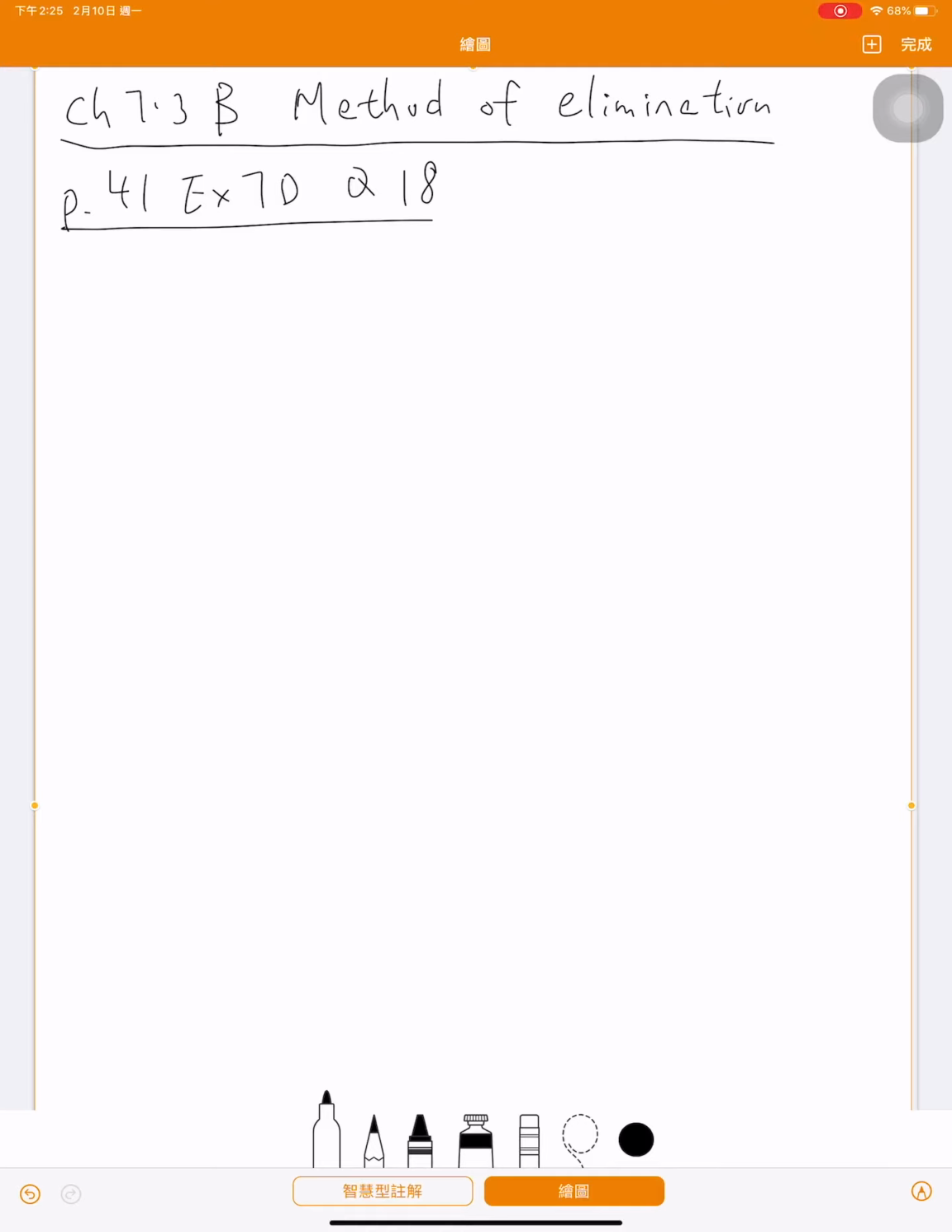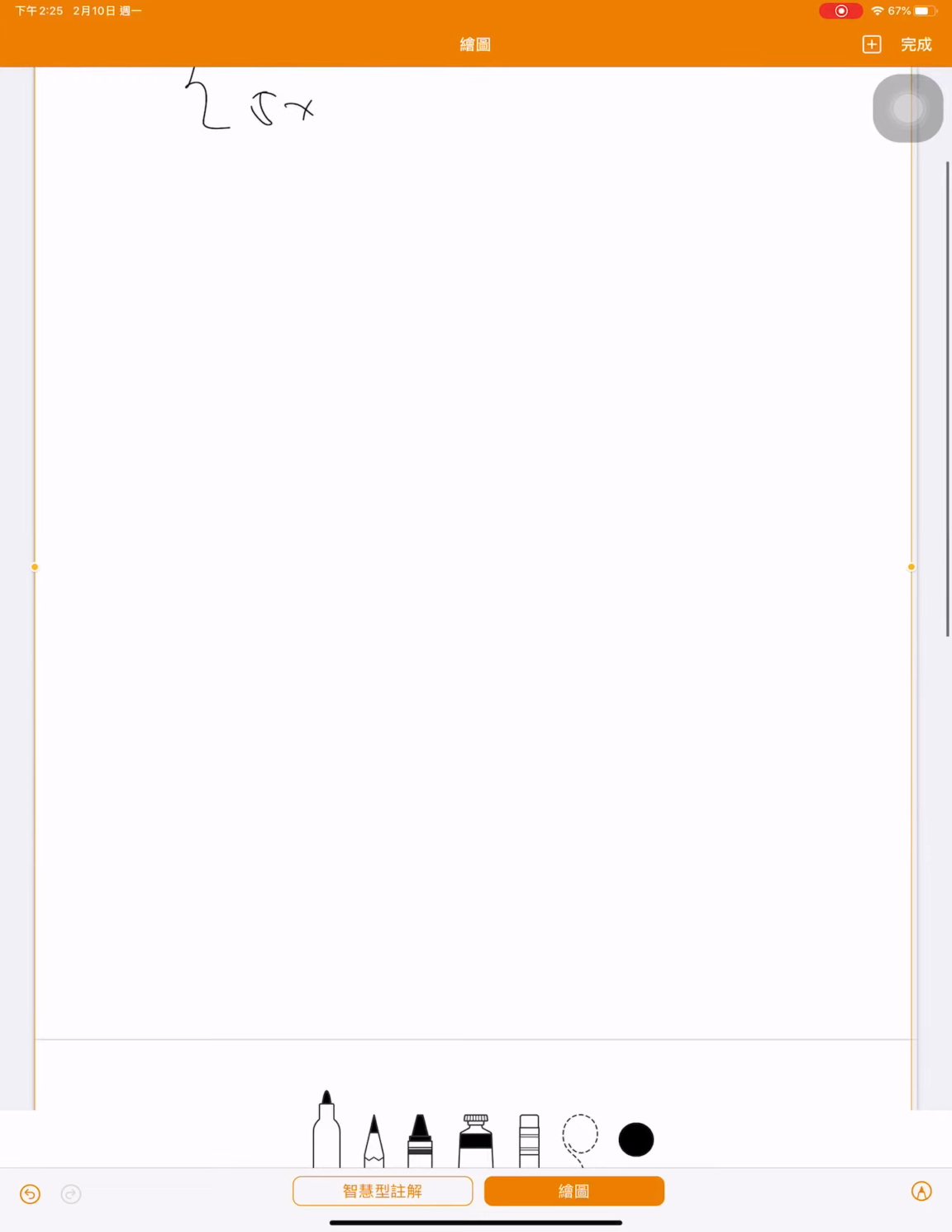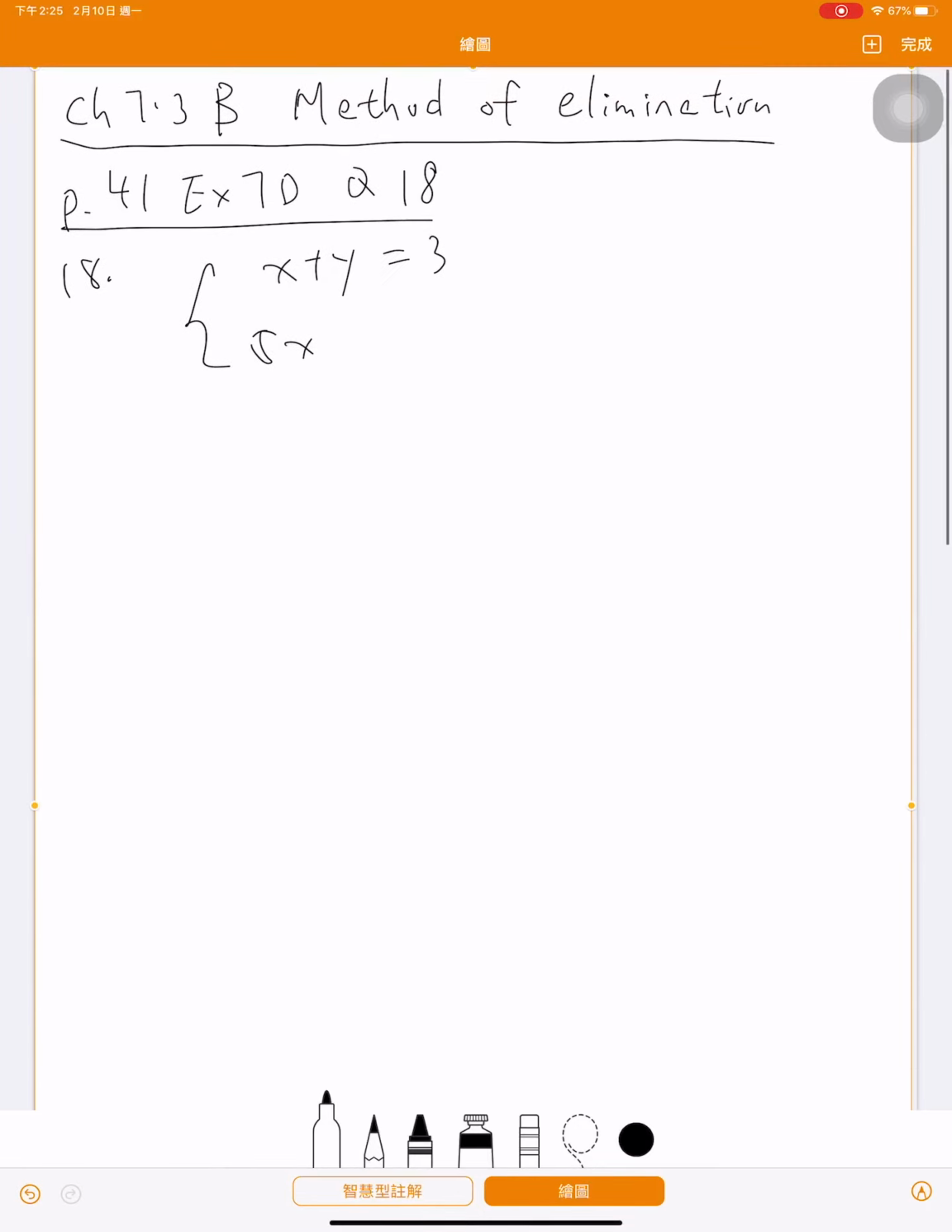Okay, I will talk about question 18. Question 18 is the first level 2 question. So first of all, copy the question first. x plus y is equal to 3, and 5x minus 2y is equal to 1. So give a name: equation 1, equation 2.